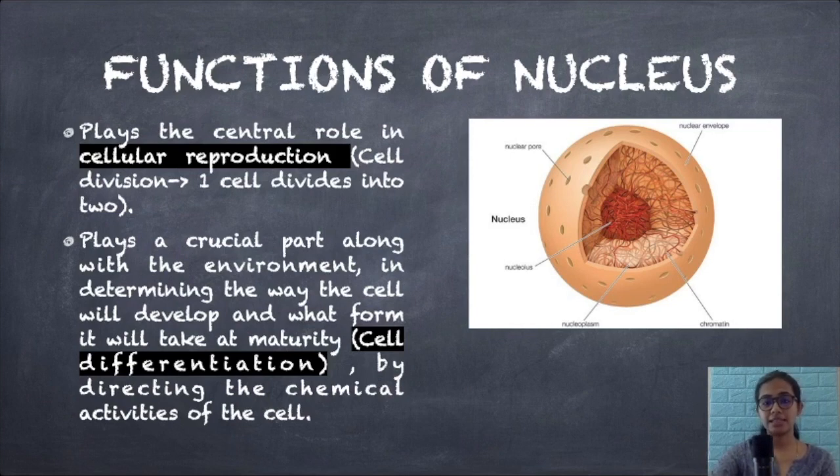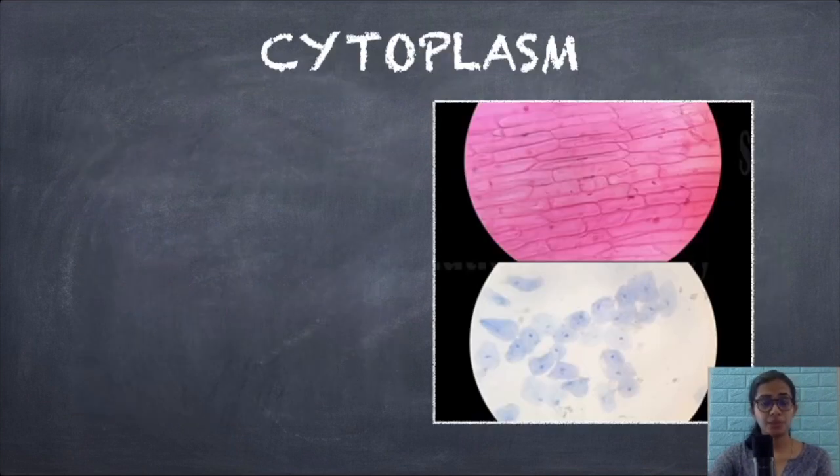Then you have a dense spherical structure called the nucleolus inside the nucleus, and the nucleoplasm, which is the fluid matrix inside the nucleus. Then here we can see the DNA in the form of chromatin, right? An entangled mass of thread-like structures. That was about the nucleus, and now let us move on to the next topic, cytoplasm.